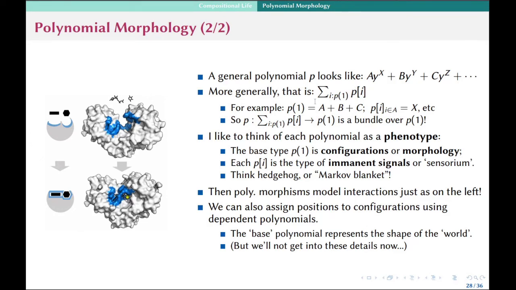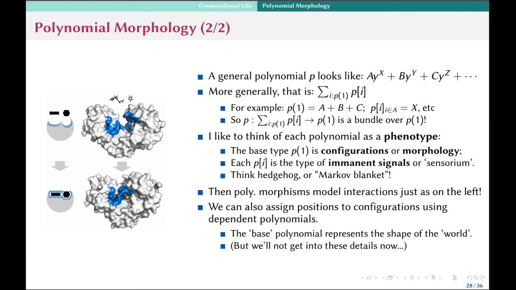So for instance, in this example above, P of 1 is going to be A plus B plus C, because as I said, it's got A times Y of X, B times Y to the Y. And so we just add up these coefficient types. And so if I is in A, then we have X as the total, the factor of the total space here. And this gives us a bundle. It gives us a bundle over this P of 1 type. Okay, so that's one reason why I was talking about bundles earlier.